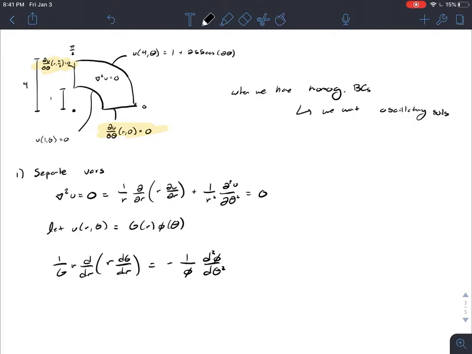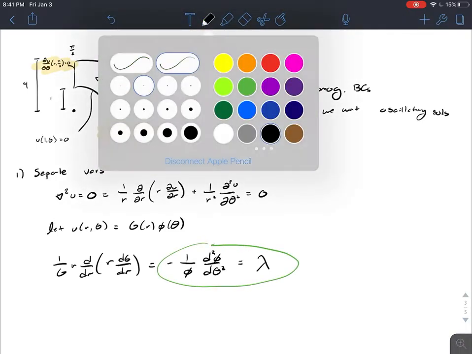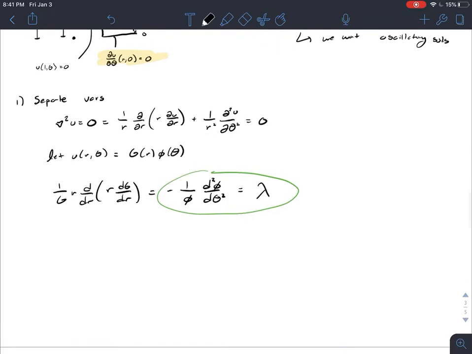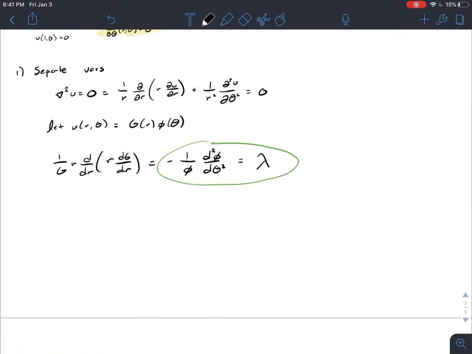in theta, we want our solutions in theta to oscillate. In order for them to oscillate, we want sines and cosines, and to get sines and cosines, we have to have imaginary exponentials. So to satisfy the right-hand side of this equation, which I'm going to circle with green, the solution for phi will result in sine and cosine functions. So we want our separation constant to be positive.